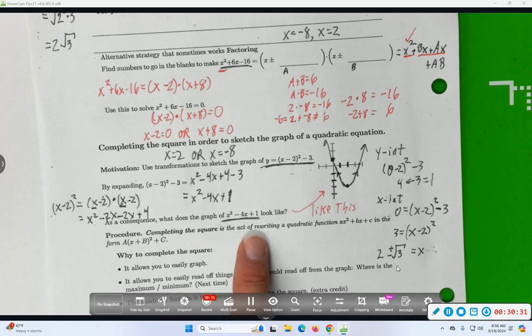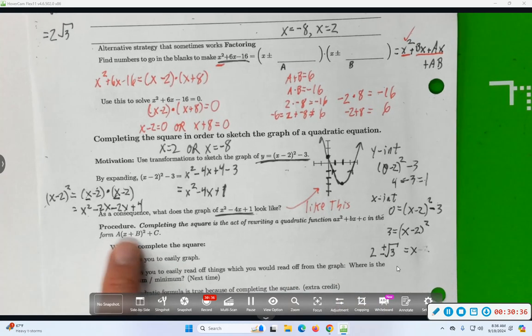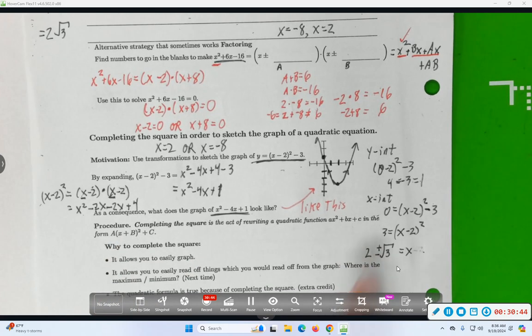Completing the square is the act of rewriting a quadratic function, ax squared plus bx plus c, as capital A, x plus capital B squared plus C. And here I've used capital letters just to remind you that these coefficients aren't the same as those coefficients. They have to do with each other somehow, but they're not the same.